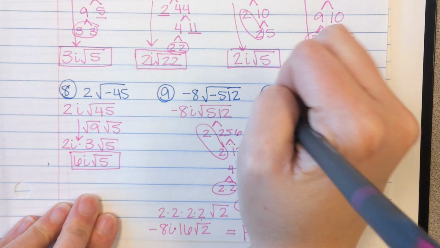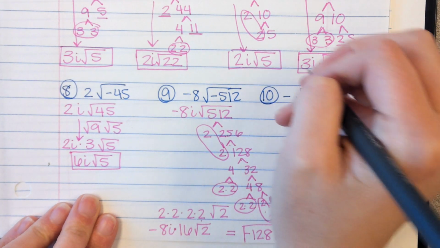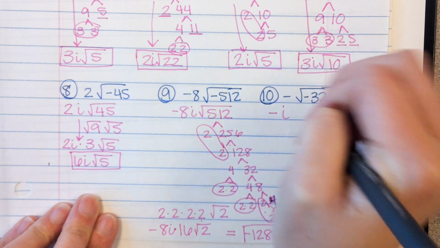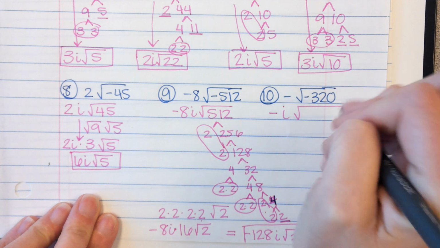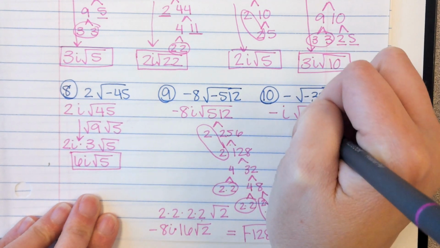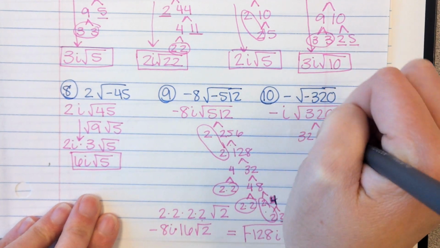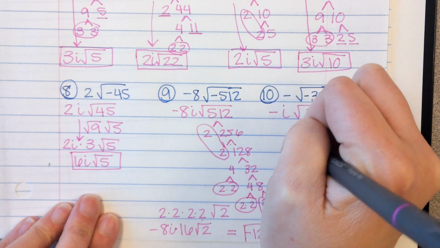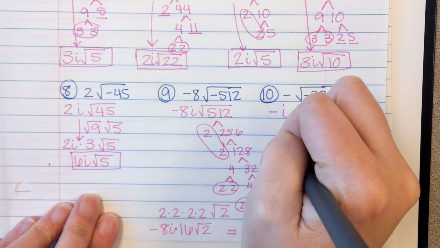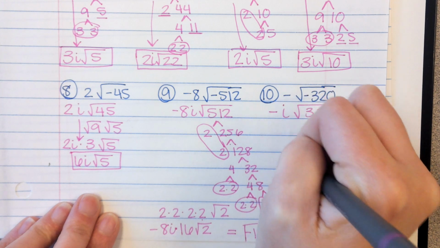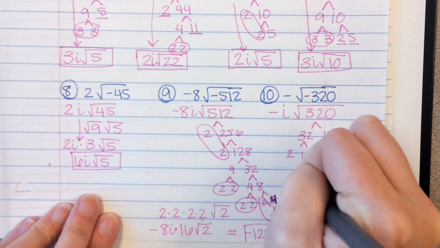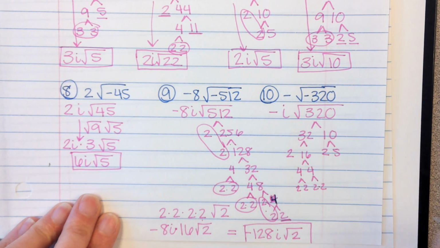Okay, and we have one more. So this time I have just a negative on the outside that's the same as negative 1. I'm going to bring the negative out of the radical to negative i. And then I have 320. I'm going to break that up into 32 times 10. I know 10 is 2 times 5, and that's as low as that goes. 32 is 2 times 16, and 16 is 4 times 4. And that gives me 2 times 2 and 2 times 2.